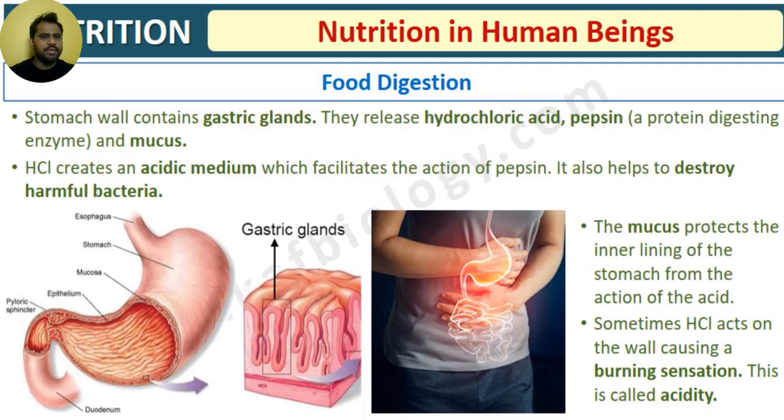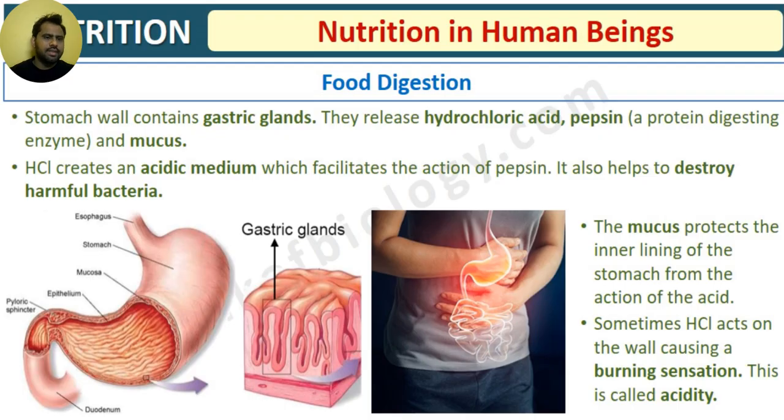The stomach wall contains gastric glands. What will the gastric glands release? The gastric glands will release hydrochloric acid, pepsin, and mucus. What is pepsin? Pepsin is a protein digesting enzyme. Pepsin is used to digest the protein.